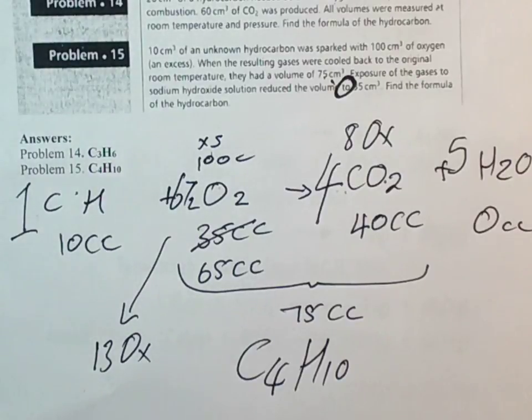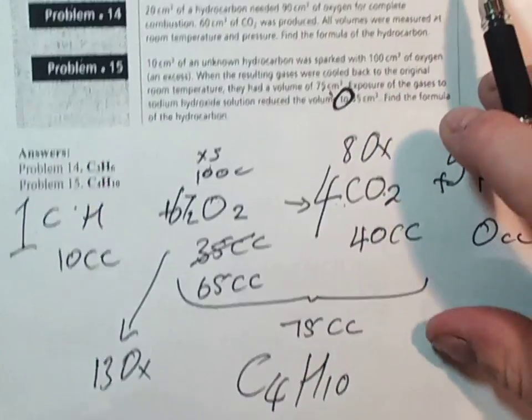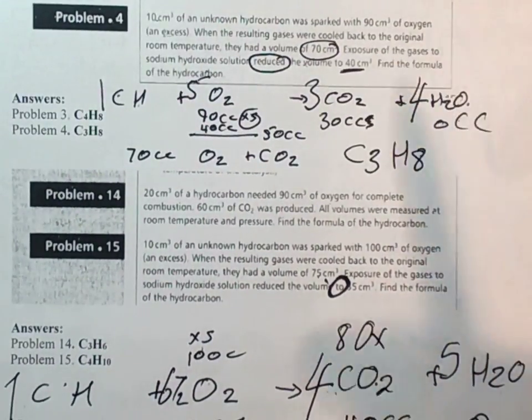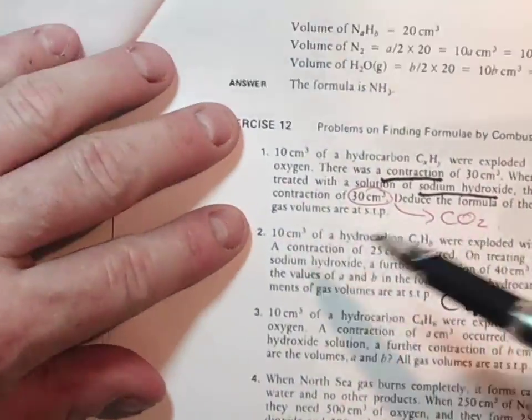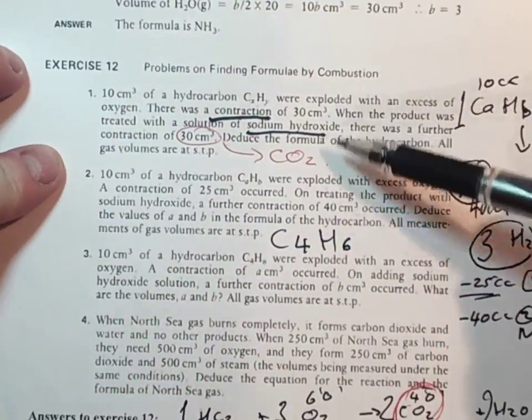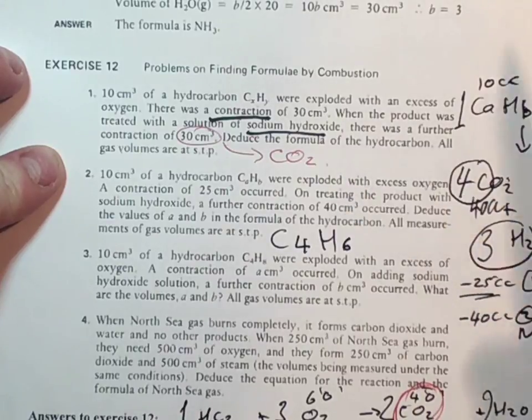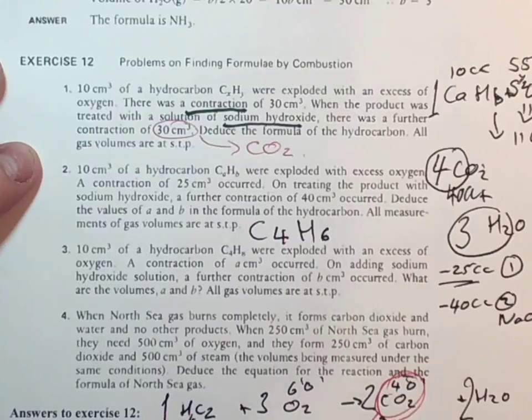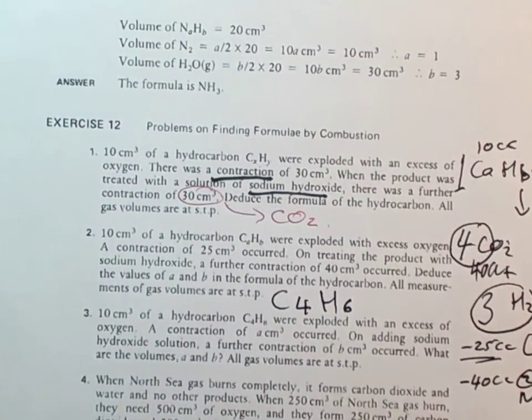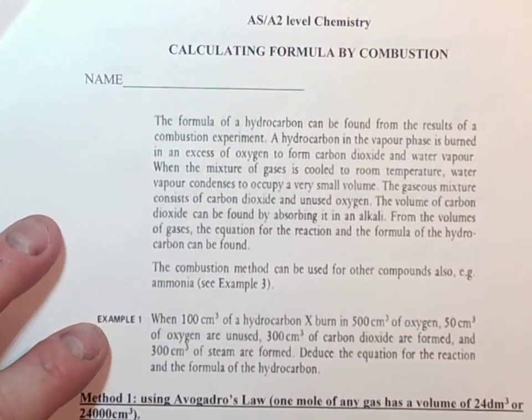Hopefully that helps you. Again, as I say, problem 15 and problem 4 are both variations of the 2 problems that I did at the start, or sort of the middle of the video, but the wording is just a little bit different. So again, be careful of that, and don't get caught out. Okay, hopefully that helps you work out the formula of a hydrocarbon from combustion. If not, please ask.